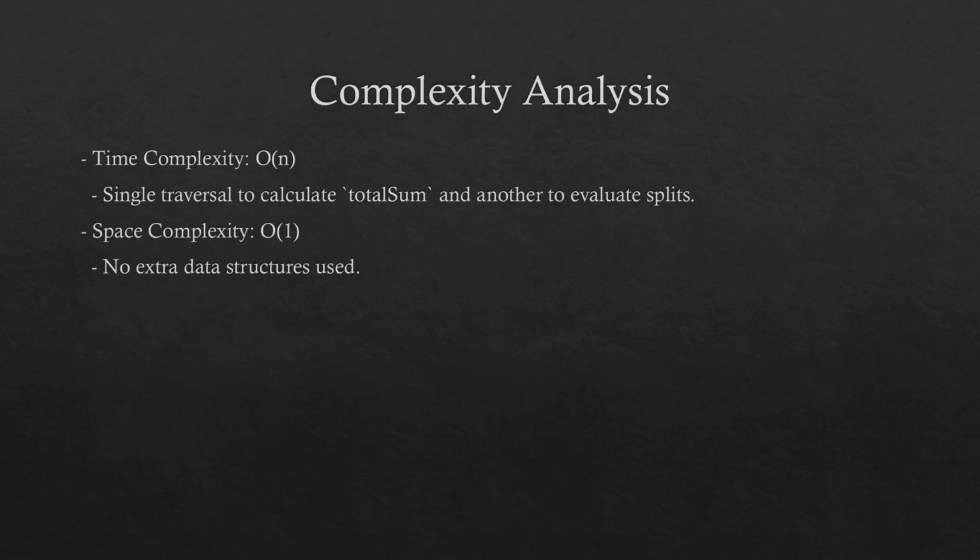Let's analyze the time and space complexity of the solution. Time complexity is big O of n, where n is the length of the array. We traverse the array once to calculate the total sum and another time to evaluate the splits. Space complexity is big O of 1, as we are only using a constant amount of extra space.